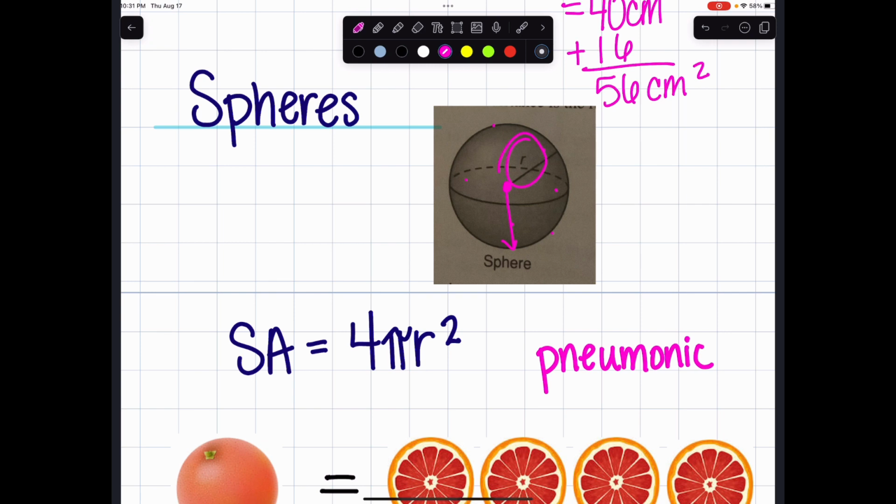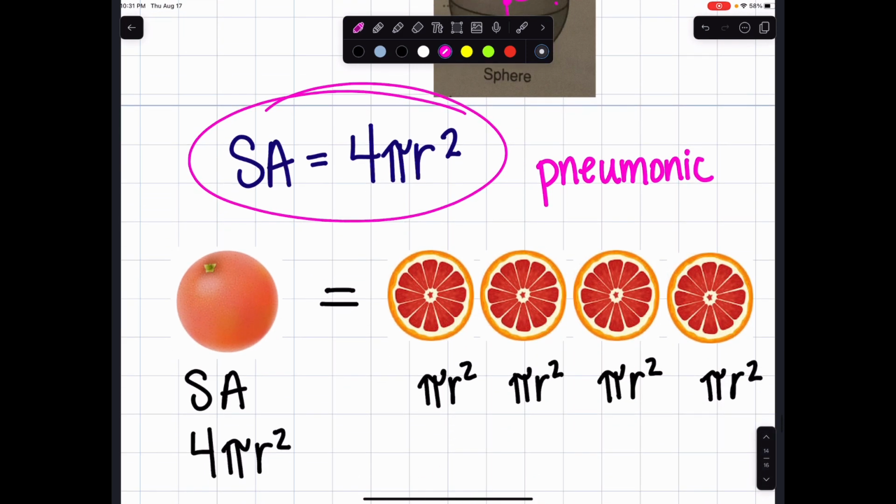You want to wrap it in wrapping paper. How much wrapping paper do you need? So the formula for the surface area is 4 pi r squared. Now that's kind of hard to remember. It's the surface area of a sphere. There is a mnemonic that is supposed to help that they mention, and they say to imagine a grapefruit. And if you cut that grapefruit in half, you would have a circle that is pi r squared.